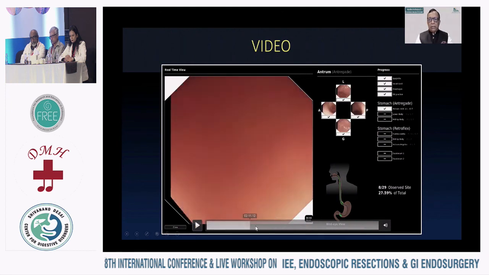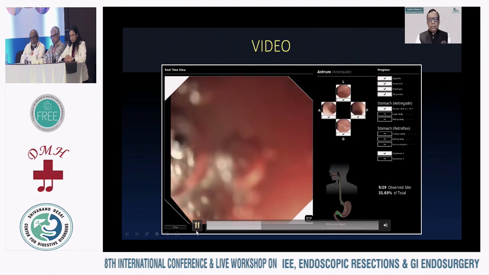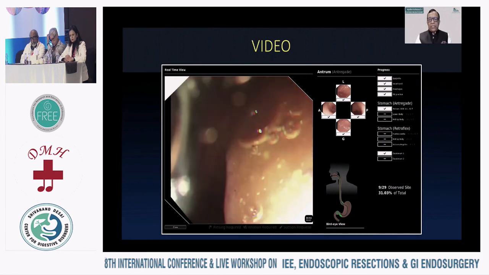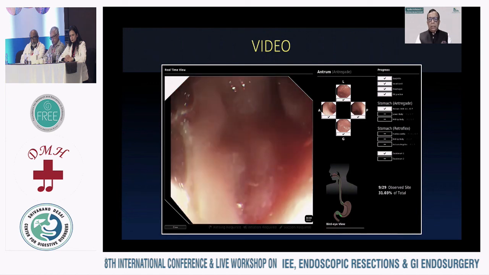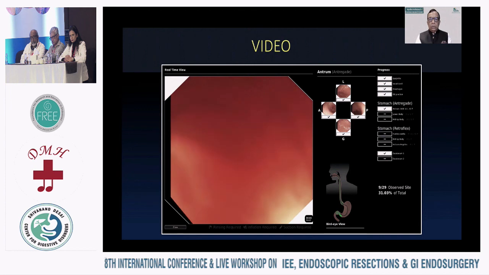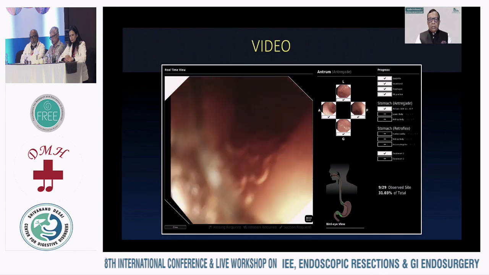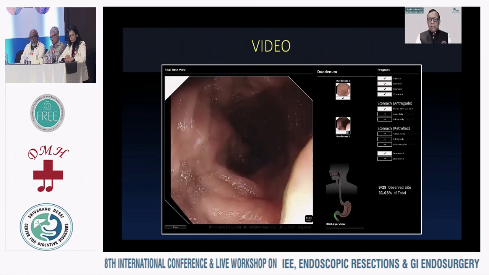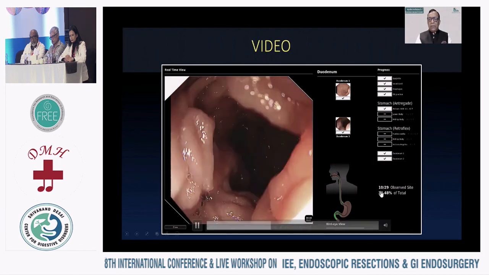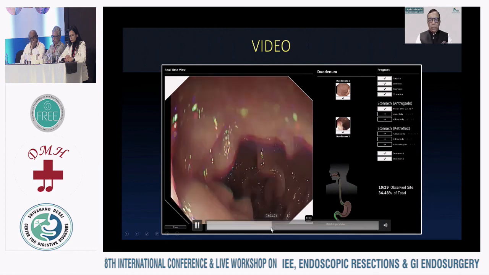And here we are in the duodenum. And as we are entering the second part of the duodenum, once you get a full view of the second part of the duodenum, the image of the second part of the duodenum will come here. And the box of the D2 will be ticked. So you can now make out the tunnel view of the second part of the duodenum. The image comes and the box is ticked. So at this stage, 10 out of the 29 areas have been observed.